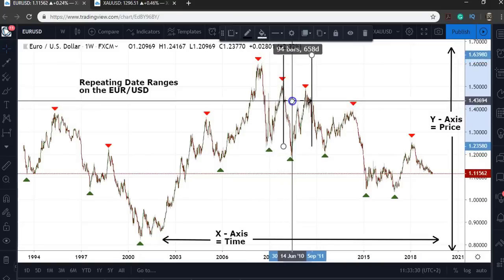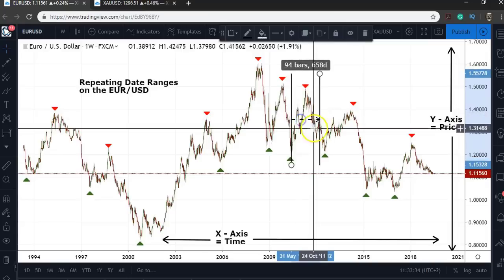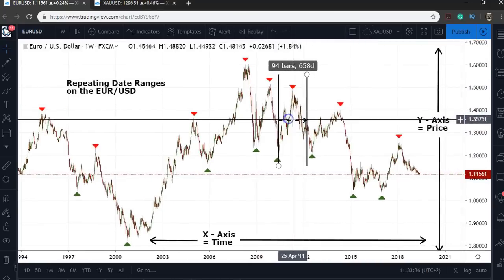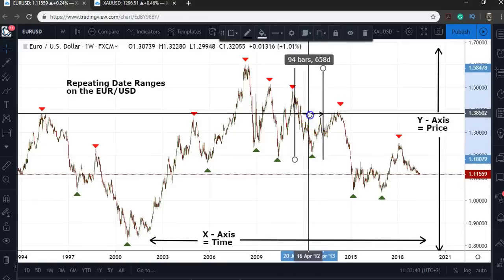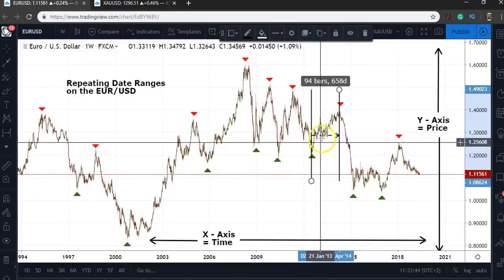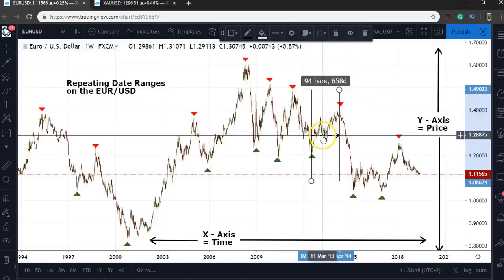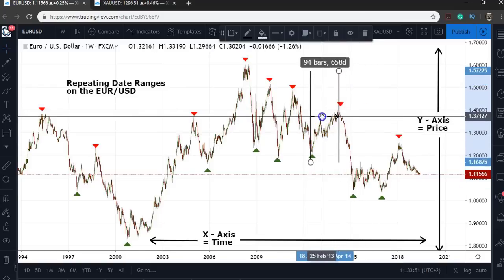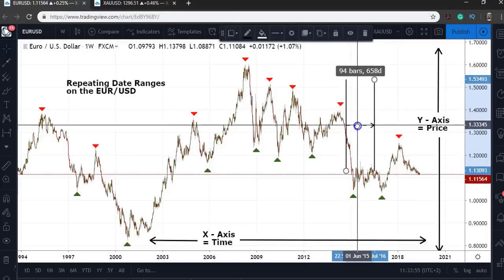We have that high, almost. That one over there with a minor high over there, and that high with a high over here. That was a pretty good high. And then this low actually gave that high in price very accurately, using 658 days as our first time range that we're testing.